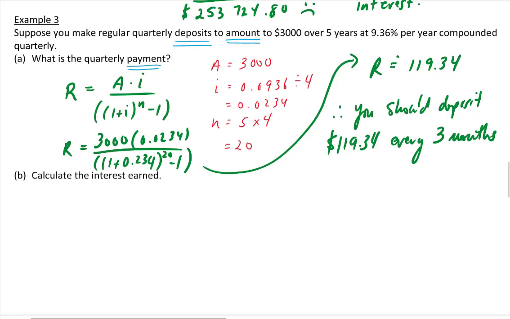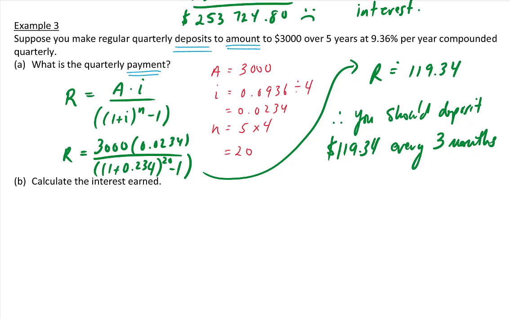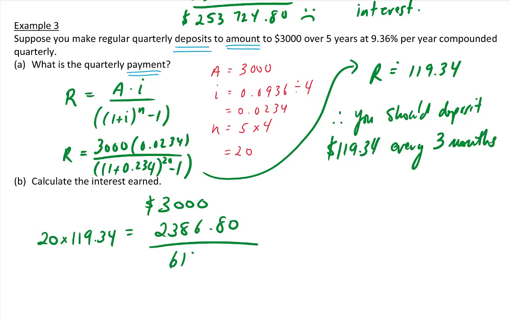So how much money will you make? Well, remember, your total is $3,000 at the end, but you made 20 payments of $119.34, which means you deposited $2,386.80, and after 5 years, you made an extra $613.20 in interest.